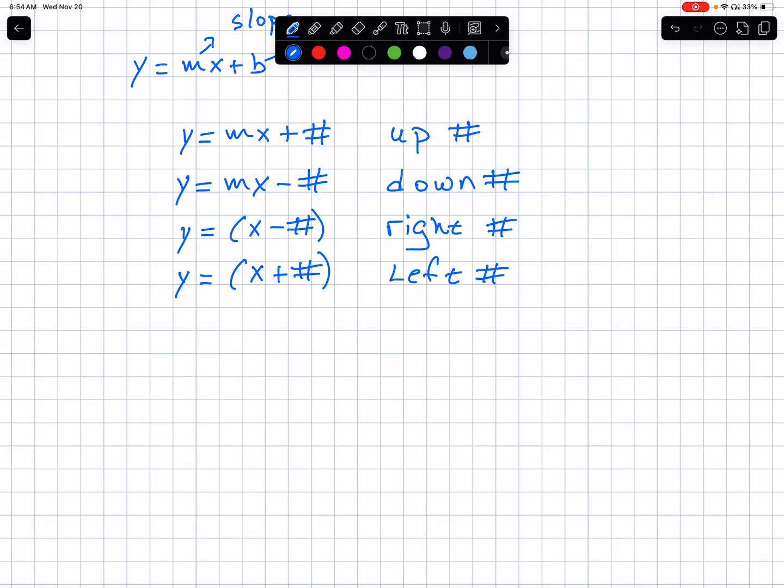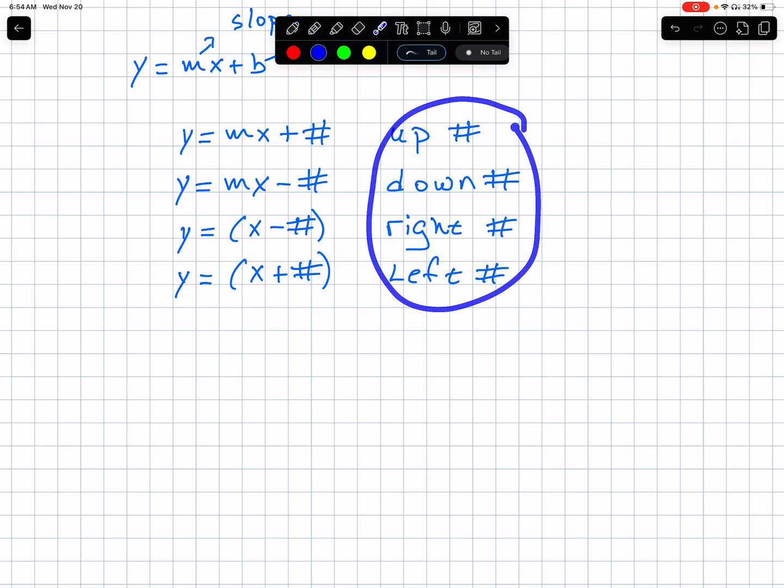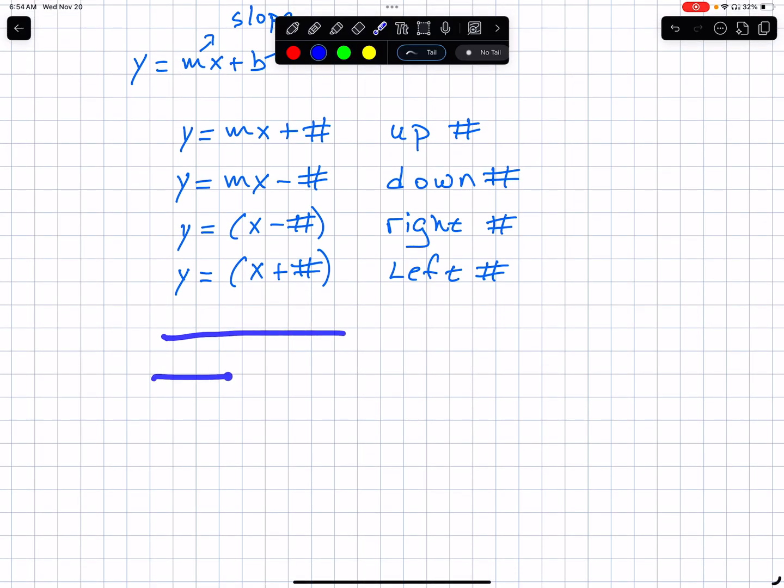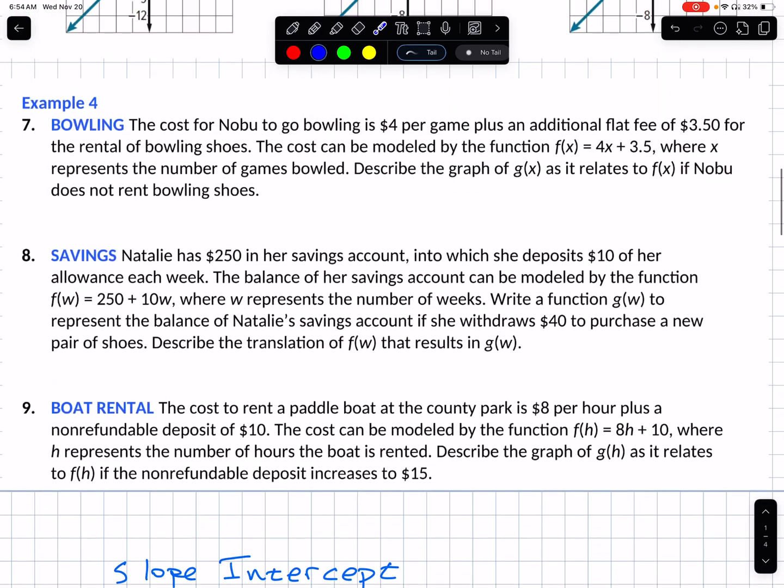Okay? So we have up, down, left, and right. So the parentheses are meaningful. However, when we do these graphs with the parentheses, they end up looking exactly like this one, which is confusing. But as long as you just pay attention to these rules over here, then you'll understand how the graph's going to move given whatever the conditions are. We're going to add to this list a few more because we have vertical and horizontal stretch and compression.